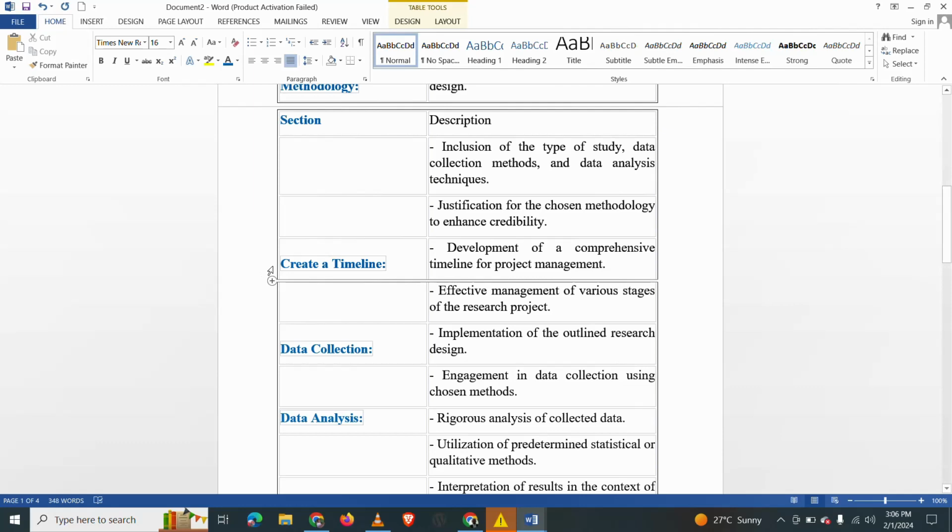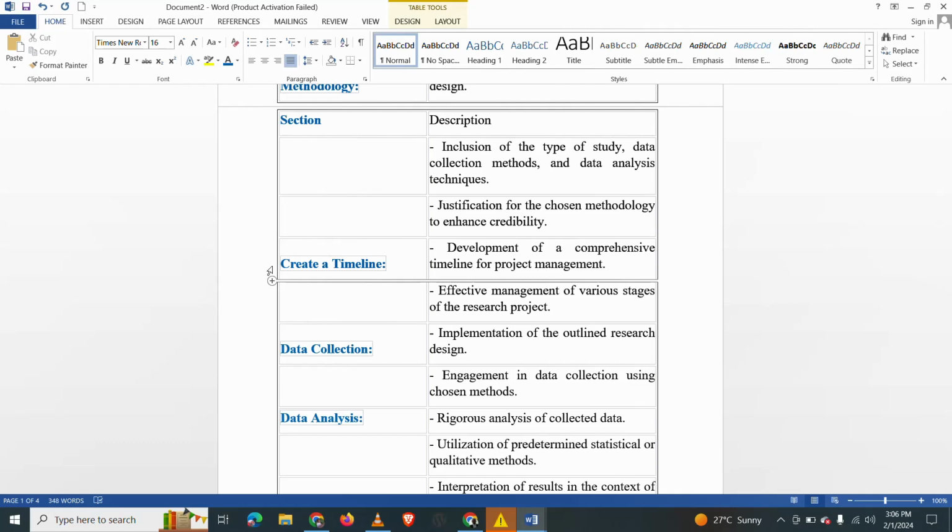Because let's say you're given 5 months, then you're expected by your supervisor or maybe the person who is mentoring you in the research is expecting you to submit within a given timeline. So you should work around that.